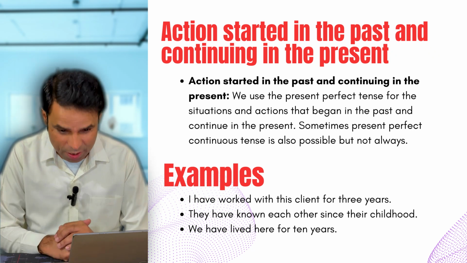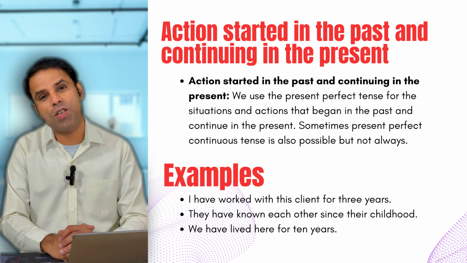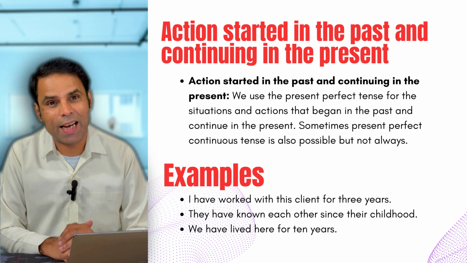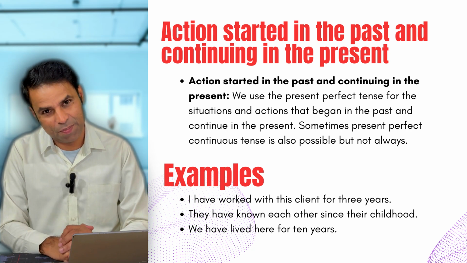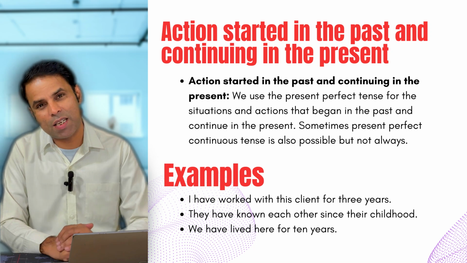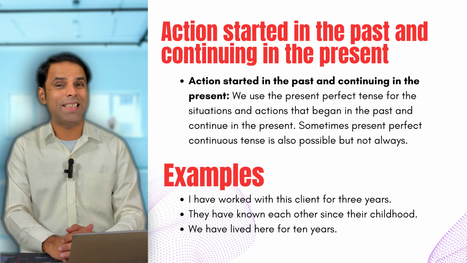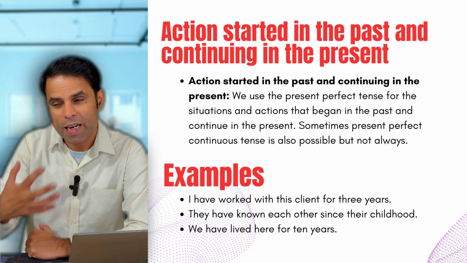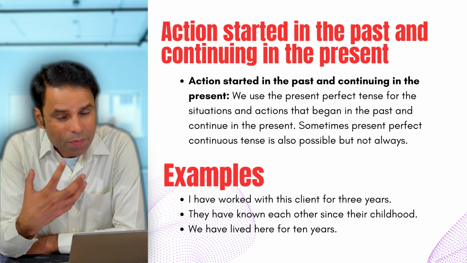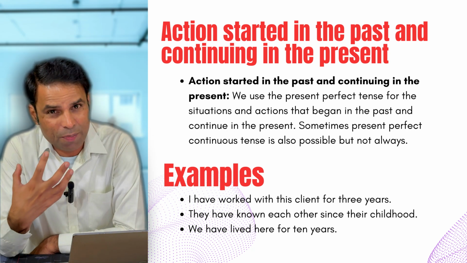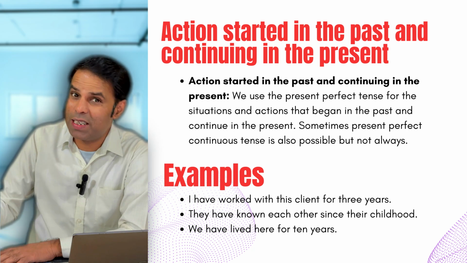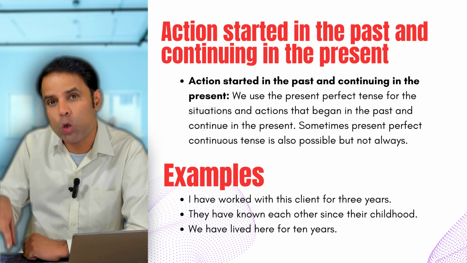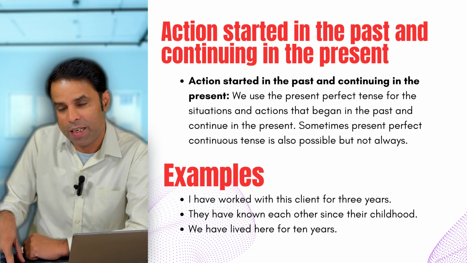We use present perfect tense for situations or actions that began in the past and continue in the present. And in these cases, sometimes present perfect continuous tense is also possible, but not always. So what does it mean? It means that we use present perfect tense for something that we started doing in the past and we're still doing it.